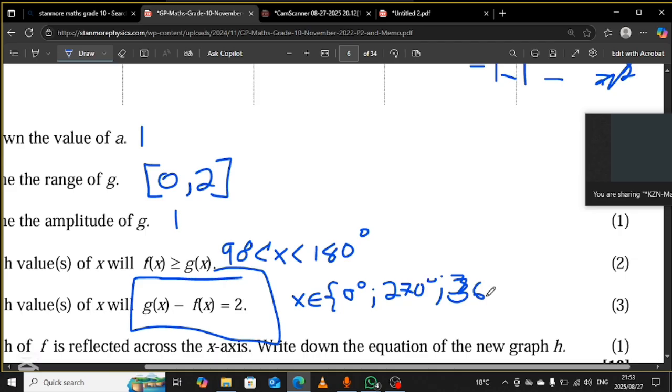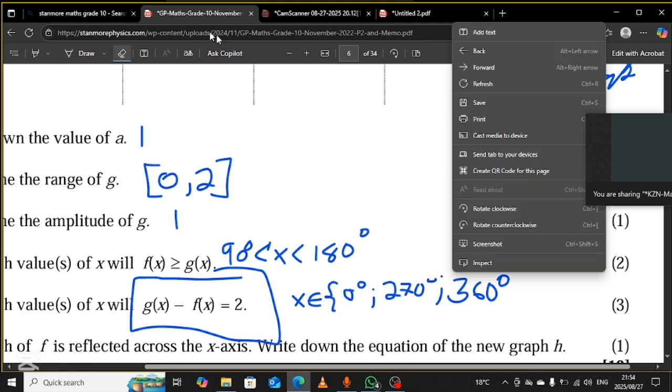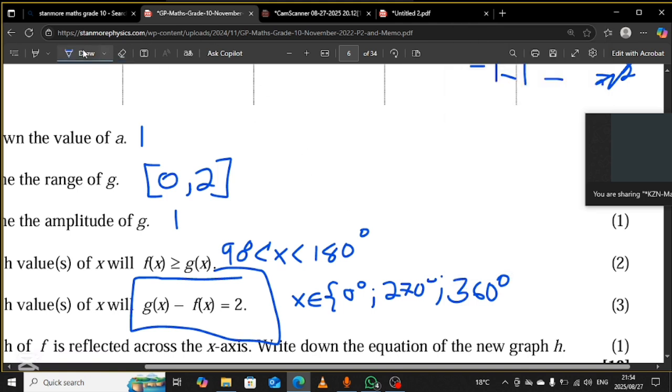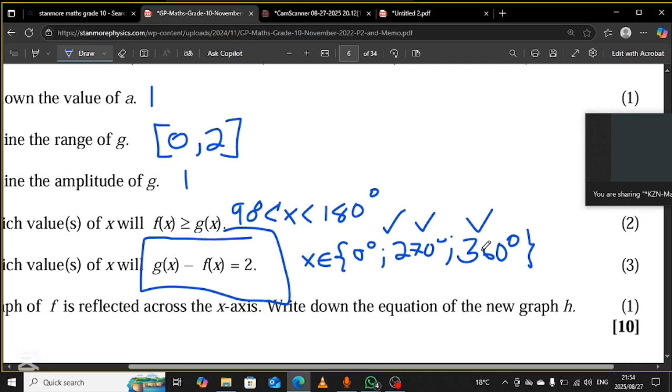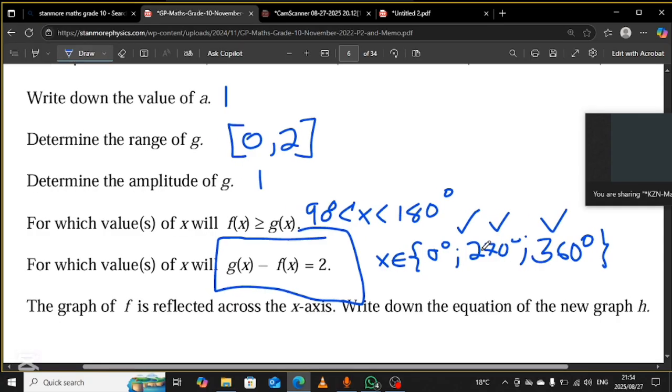Okay, 360 degrees. Just like that. So it's 3 marks. You can see that we have 3 values of x, so it's 1 mark for each value. If maybe you only wrote 0, you will get 1 mark. If you wrote 0 and 270, you'll get 2 marks. But if you got all these 3, you'll get full 3 marks. It was a tricky one, eh? Yeah, I did not expect it, but I understand it now.